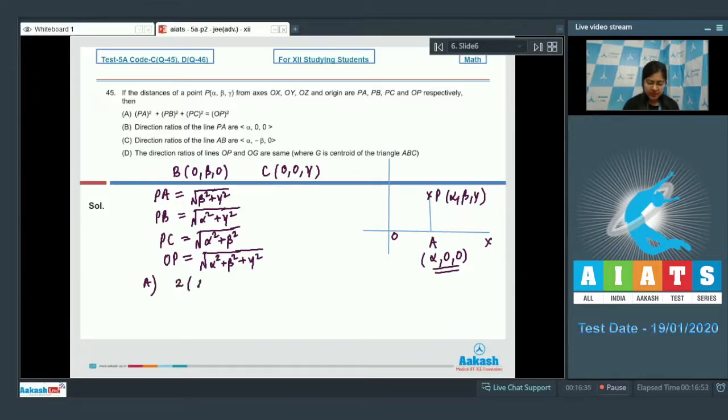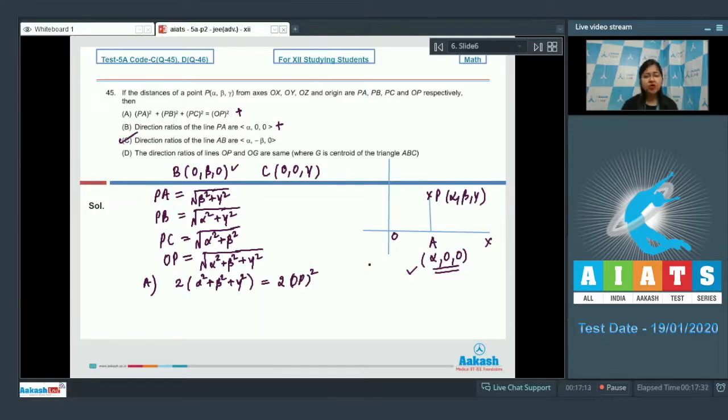Now, option number A says PA square plus PB square plus PC square, that is equal to 2 times alpha square plus beta square plus gamma square. So it is equal to 2 times of OP square. So this option is incorrect. Now, option number B, direction ratios of PA will definitely be 0, beta, gamma. So this is incorrect. Direction ratios of the line AB, this is A and this is B, so it will be alpha, minus beta, 0. So this is correct.